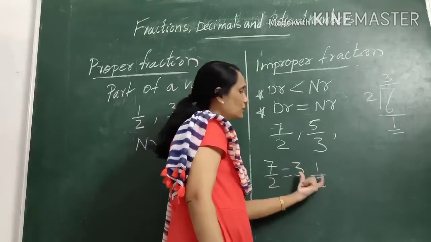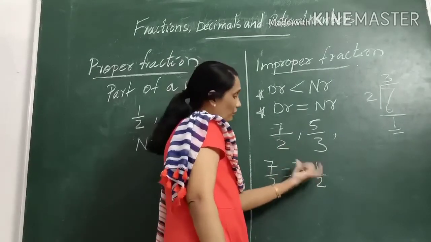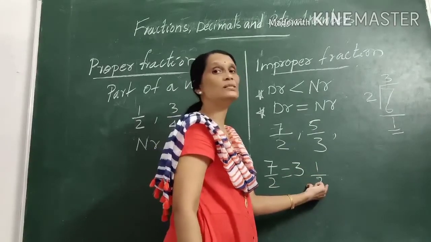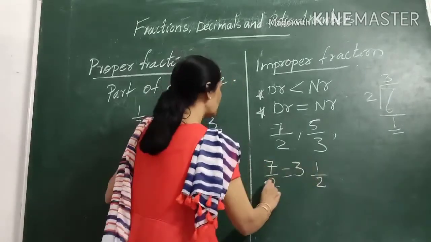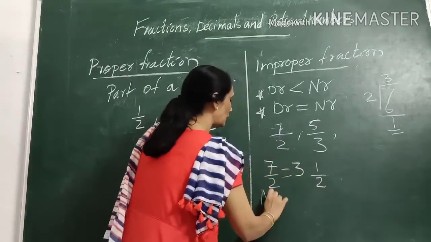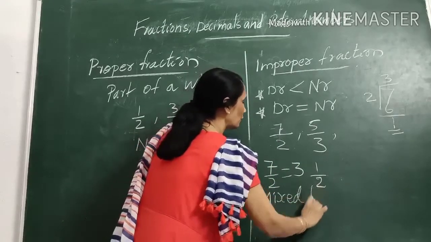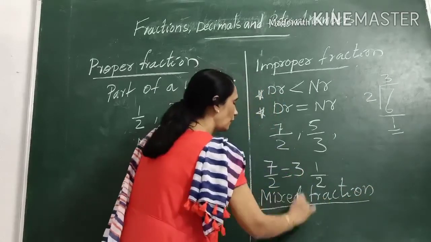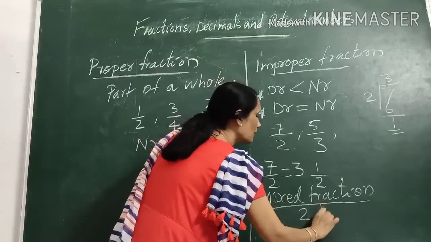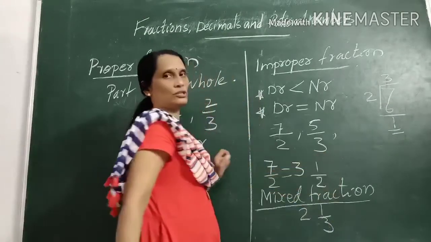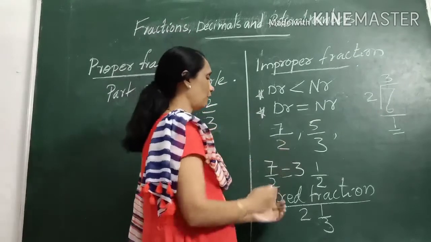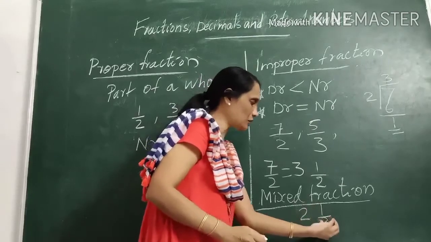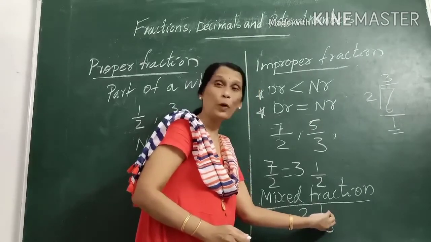So this way of expressing as a combination of a whole number and a proper fraction is known as a mixed fraction. So that is another type of fraction. What is a mixed fraction? A mixed fraction is a combination of a whole number and a proper fraction. So it will have a whole number part as well as a fractional part, a proper fraction.